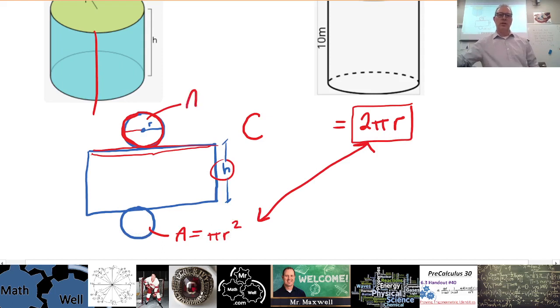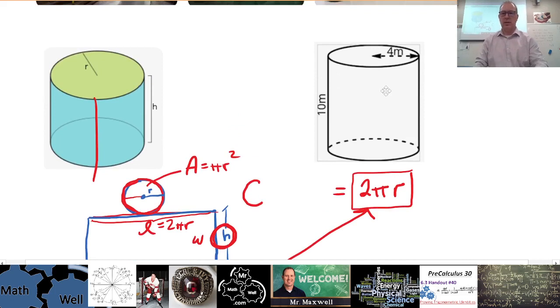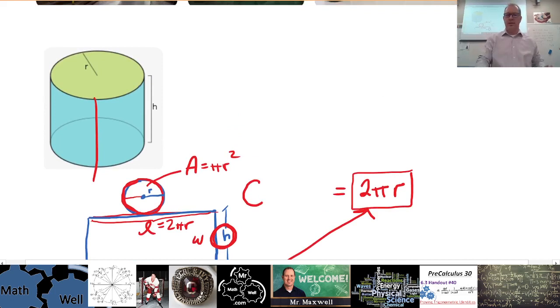Okay, so here is A equals pi r squared on the top as well. Now, the area of a rectangle is always length times width. And the width is the height here in this diagram, and the length we said was 2 pi r. So for the surface area of a cylinder, I'm actually just going to get rid of this for now. I'll bring it back later.